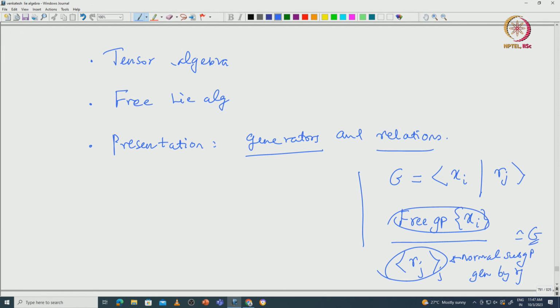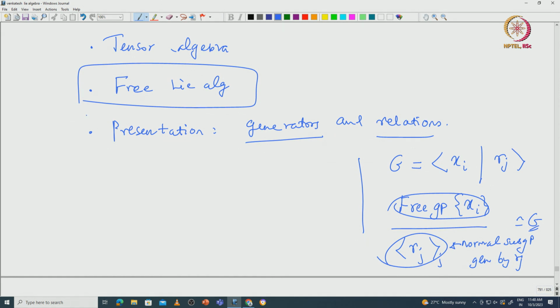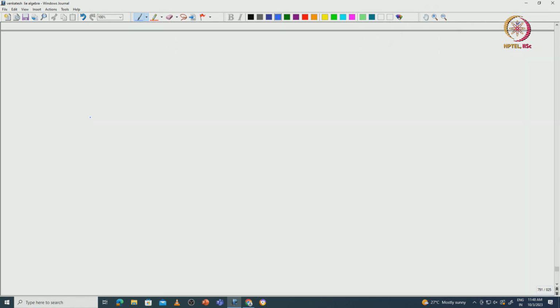In Lie algebras, you also want to define this in a similar manner, but for that we need to understand what a free Lie algebra is. Before that, let us understand the tensor algebra, which is indeed a kind of free associative algebra. So let us start with a vector space. Let V be a vector space over C, and we will have a basis, call that basis xi, so V is the span of the xi where i comes from I.